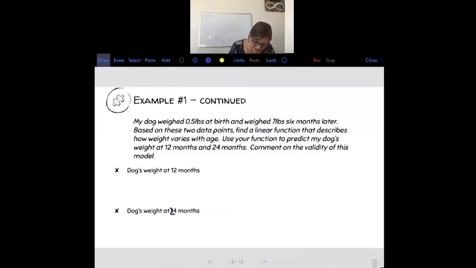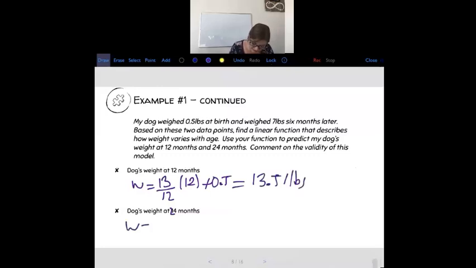So at 12 months, my dog would weigh 13 over 12 times, T is 12, plus 0.5. This would give 13.5 pounds. And then at 24 months, we would have 13 over 12 times 24 plus 0.5, which would be 26.5 pounds.